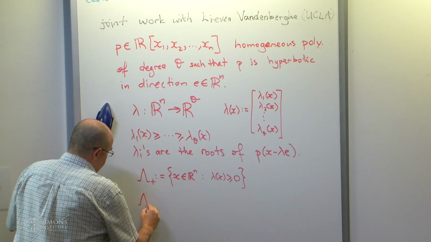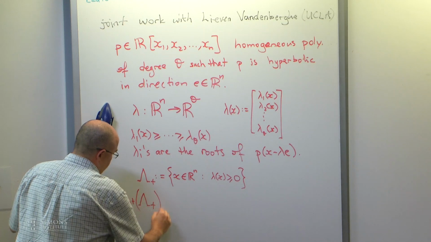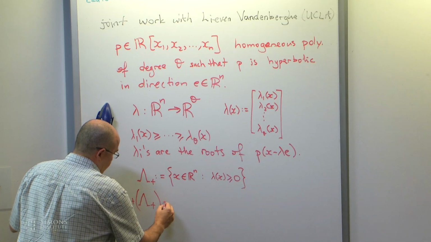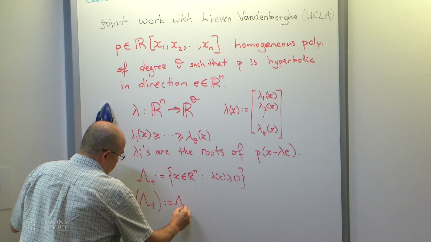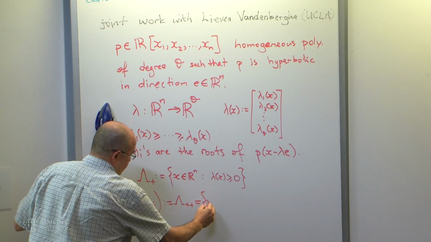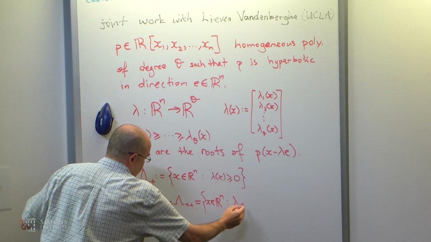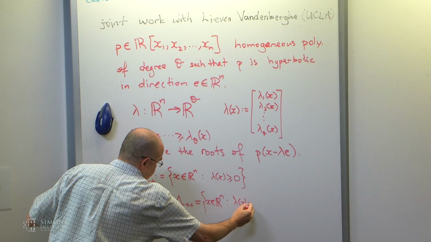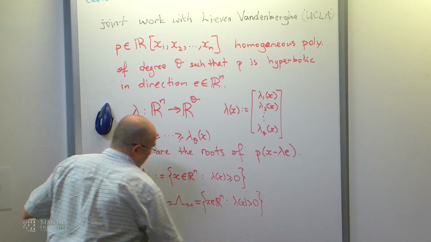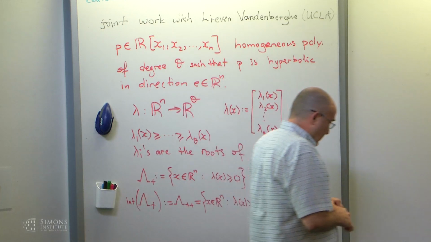And if you want to look at the interior of this cone, then the interior we're going to denote by double plus. And that will be precisely everything in this cone such that lambda_theta is positive. Or all of them are positive, because lambda_theta is the minimum of all of them. Okay, so this was the same kind of setup.